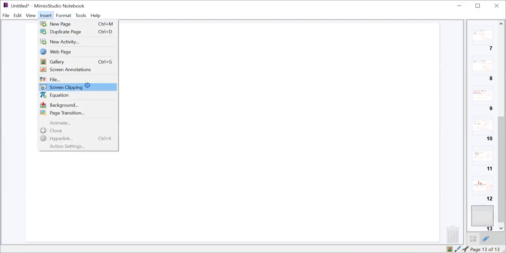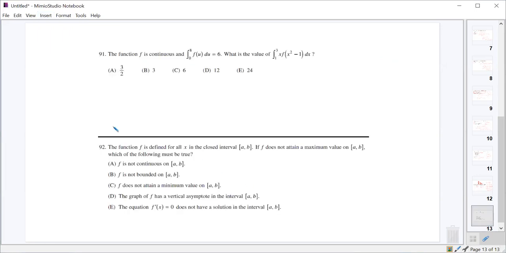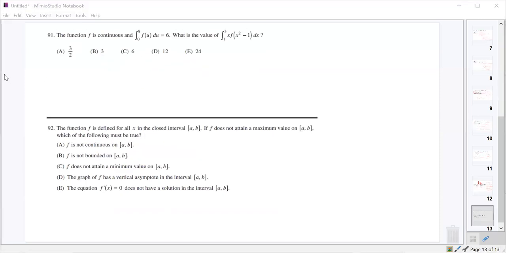Watch this. You guys are going to be really impressed here. Look at that. I put them both on the same page. We can do 2 problems at once without me having to go and screen clip them. It's very impressive. All right.